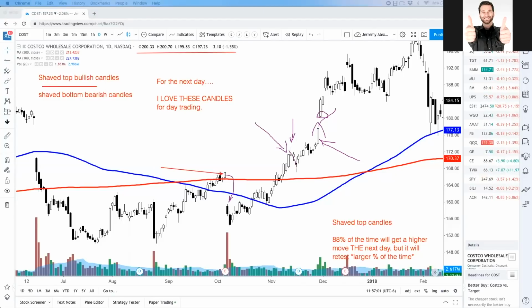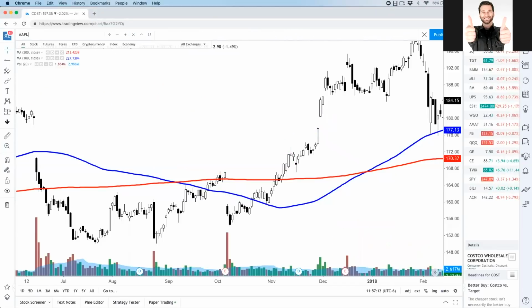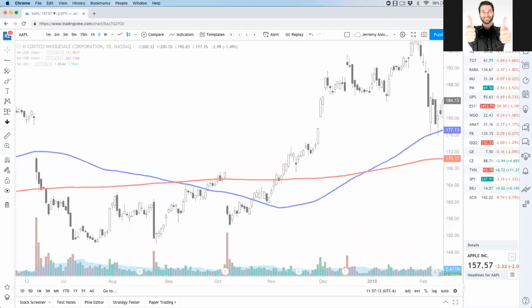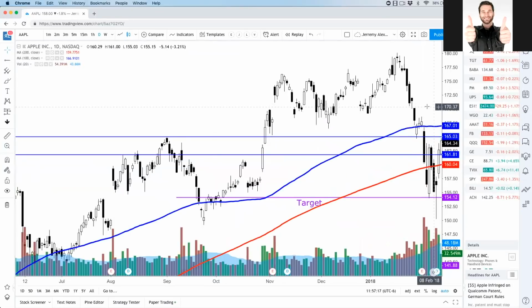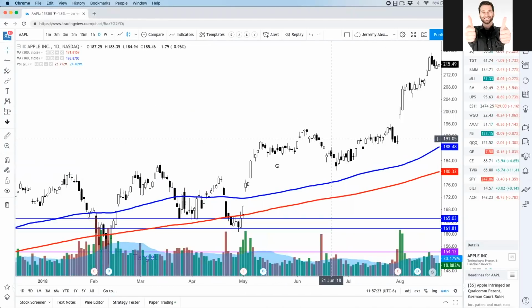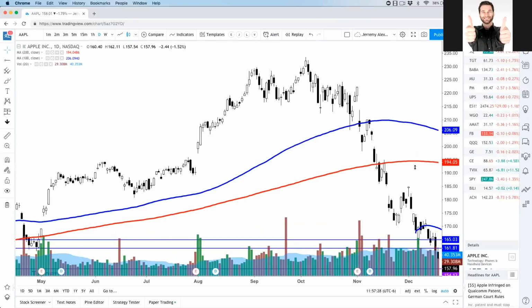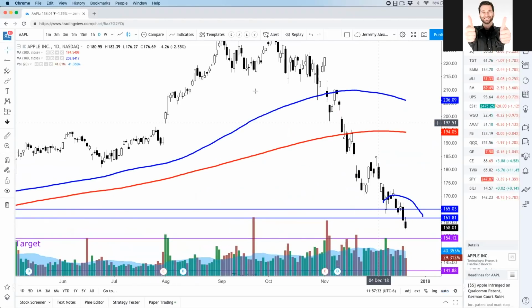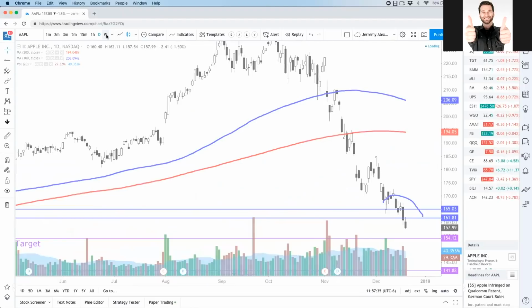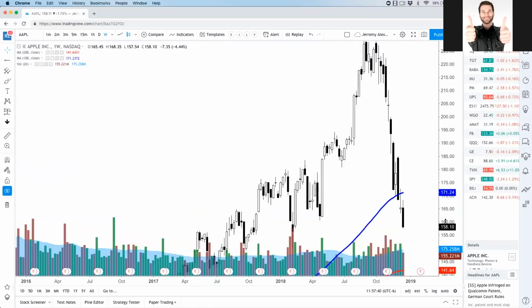So the question then is, do I play shaved bottom bearish candles the same way? And the answer is yes. So let me go look at the most recent shaved bottom candle that I can think of. I'm sure there's plenty of them out there, but I'm gonna go look at Apple. And the time frame I'm gonna look at might surprise you a little bit. I'm going to turn on the weekly chart, and I'll hide all the drawings for a moment.